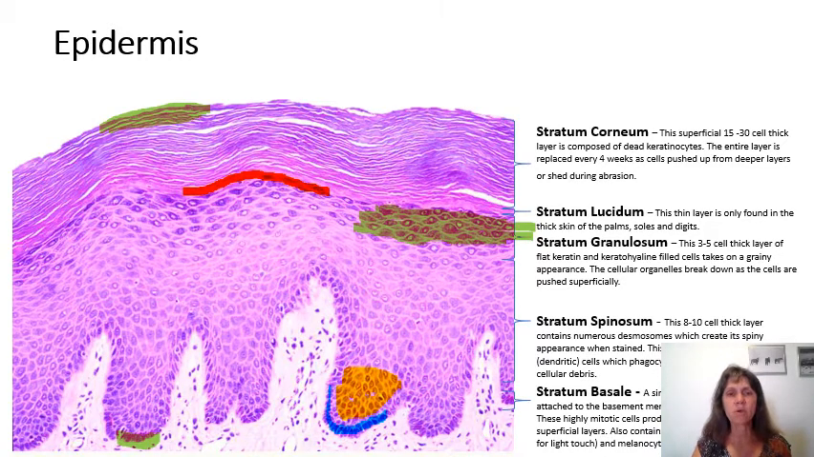Finally, we have the stratum corneum. The stratum corneum is the most superficial layer of the epidermis. It can be anywhere between 15 and 30 cell layers thick or more. Depends on where in the body we're looking at the stratum corneum. It's composed of keratinocytes that are dead. These are non-living cells. The entire layer of the stratum corneum is replaced every 4 weeks as the cells are being pushed from the stratum basale on upward or are shed during abrasion.